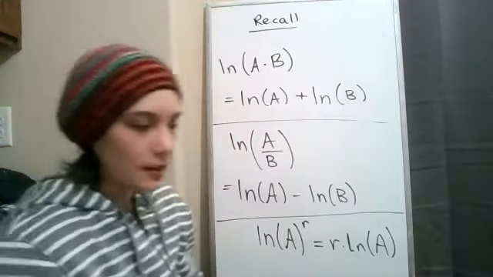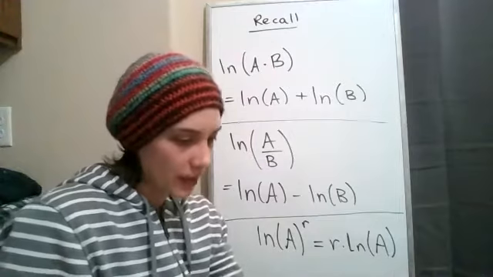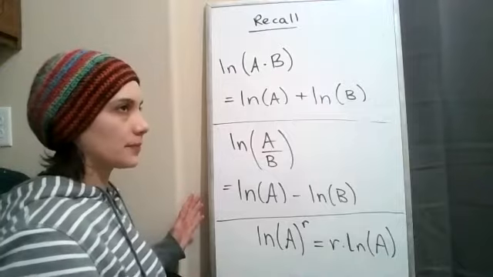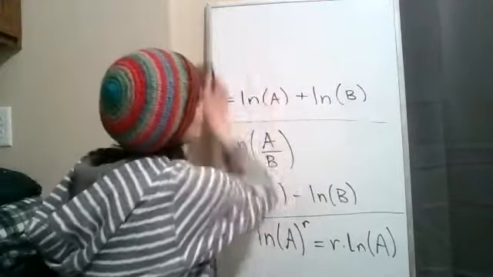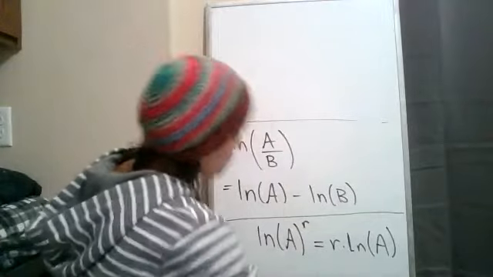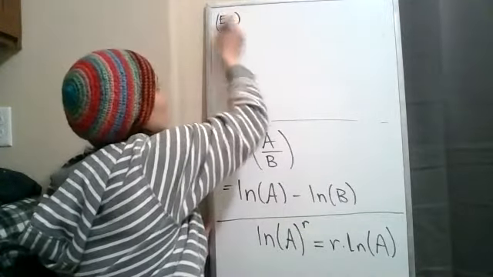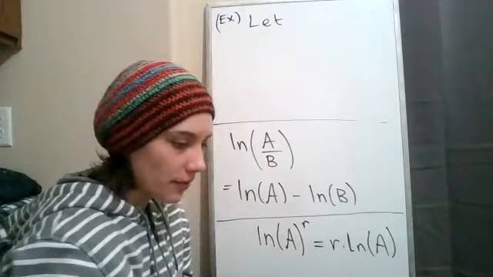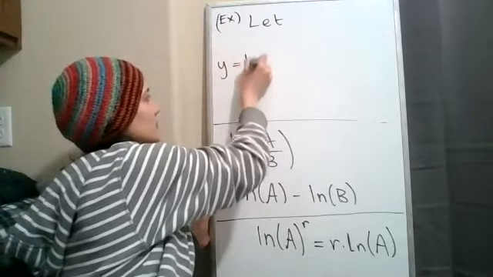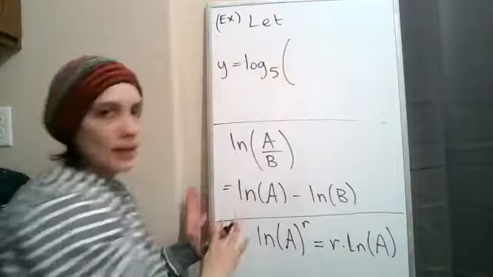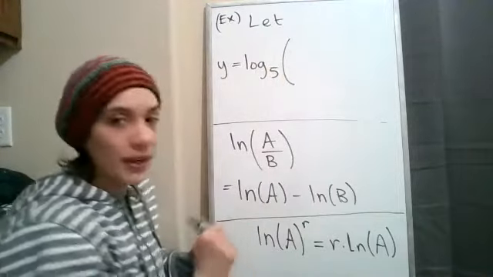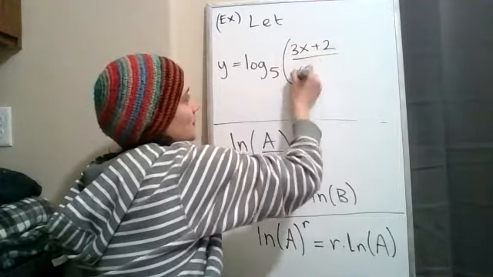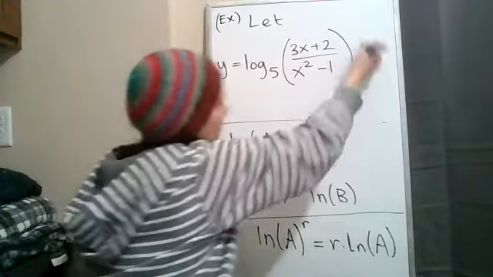So let's do the derivative of a function, but first we're going to use log rules to rewrite the function expression. Okay. Y is equal to log base 5 of 3x plus 2 over x squared minus 1. This is all to power 7.